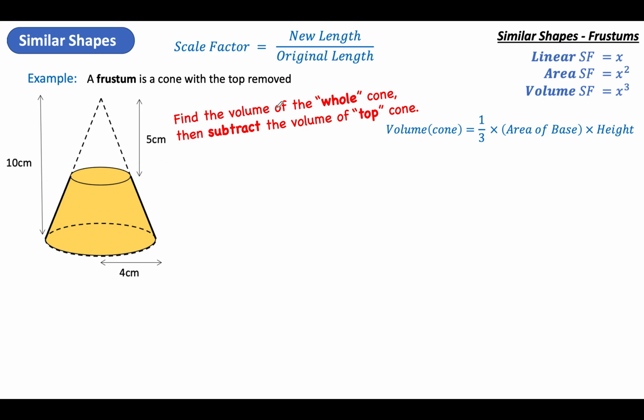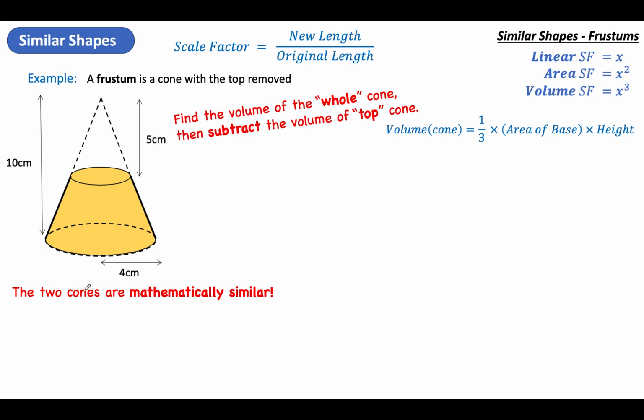Well, this is it. We're going to find the volume of the whole cone. Imagine where those dotted lines are on top, that actually we include all of that and get the whole cone, just like before. And then we're going to subtract the volume of the top cone. So just find the volume of the whole thing and take the cone off the top.